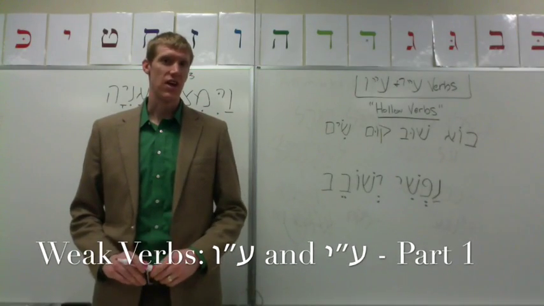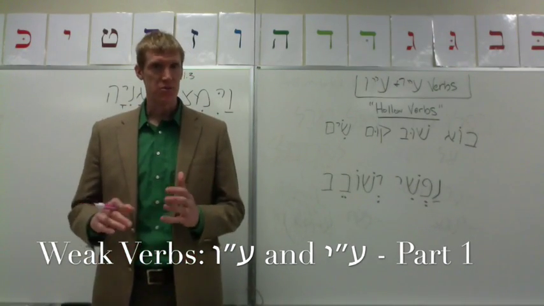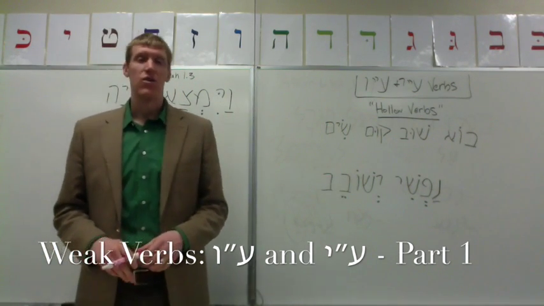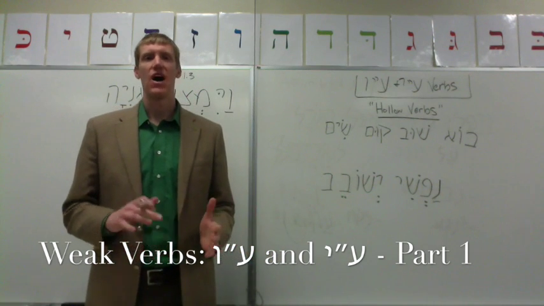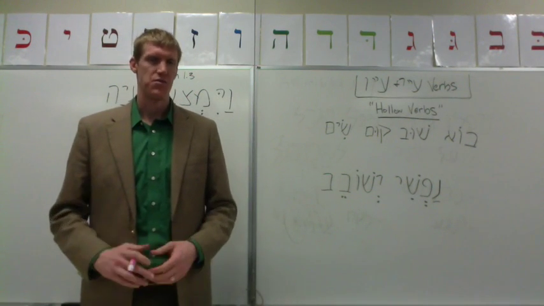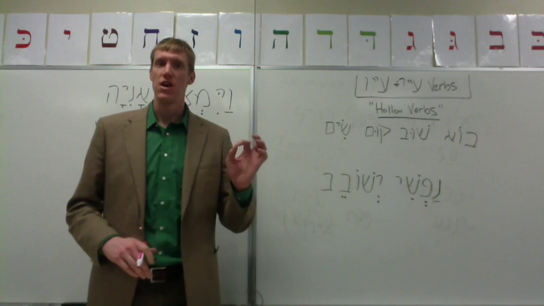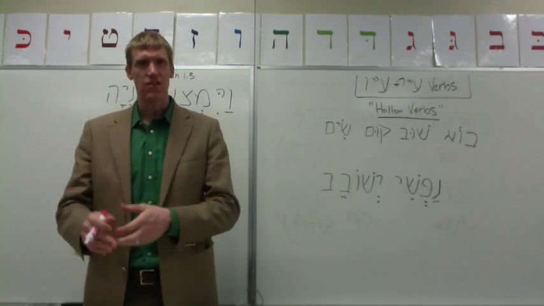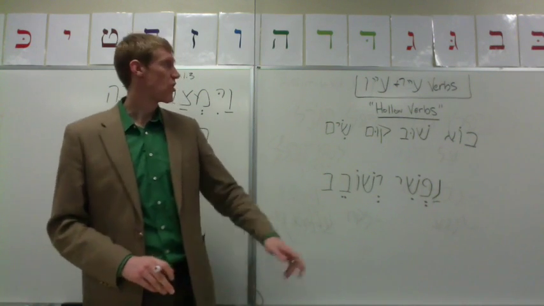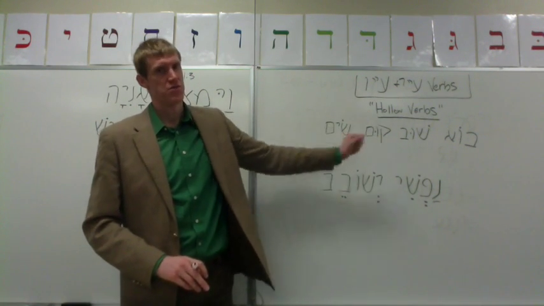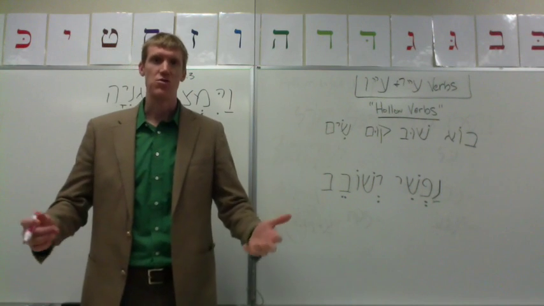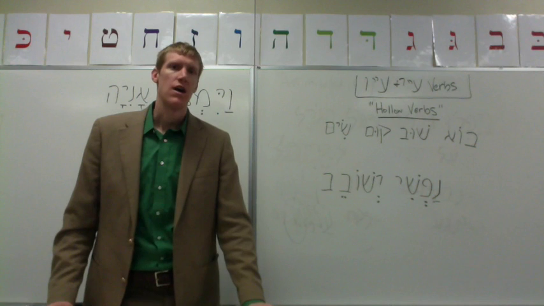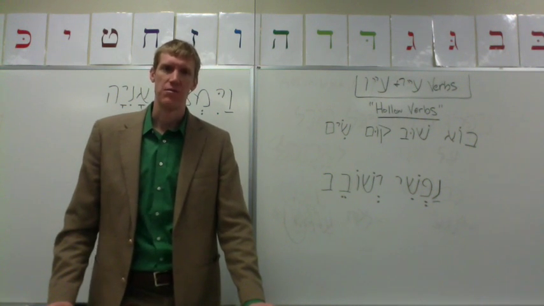Continuing on in our lessons on weak verbs and weak letters in verbs. This video is about ein vav and ein yod verbs, or verbs that have either a vav or a yod as the middle second root letter. They're also called hollow verbs. That's what they're most commonly known as, and I'll refer to them as hollow verbs most of the time in the future.